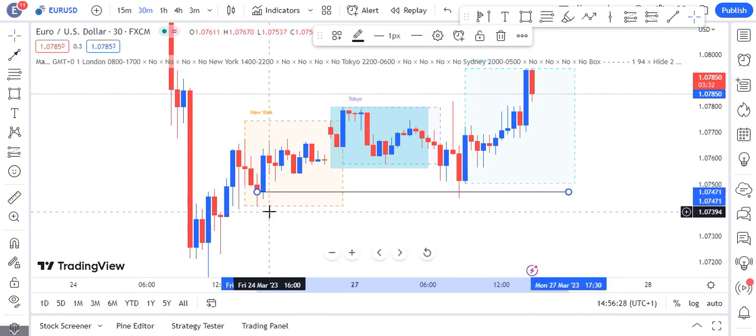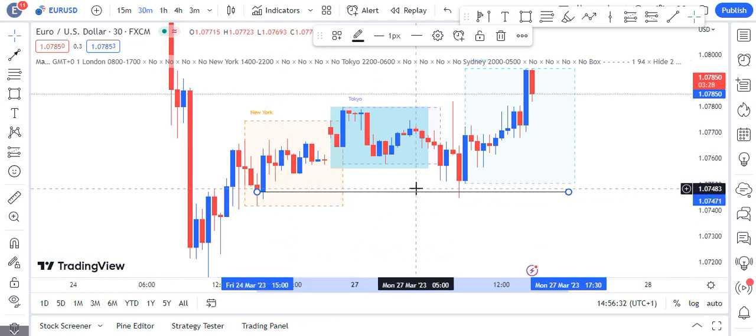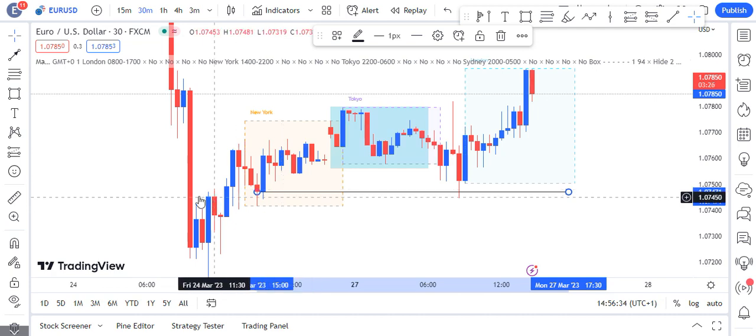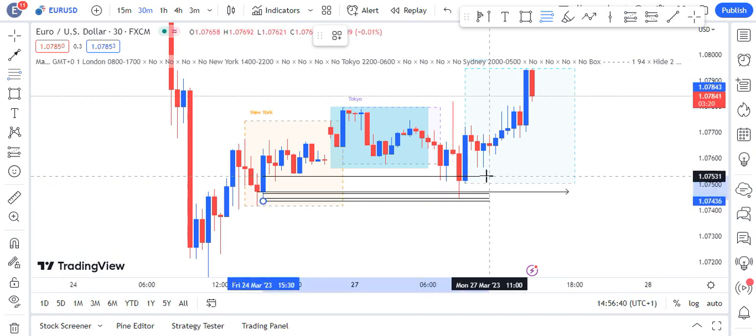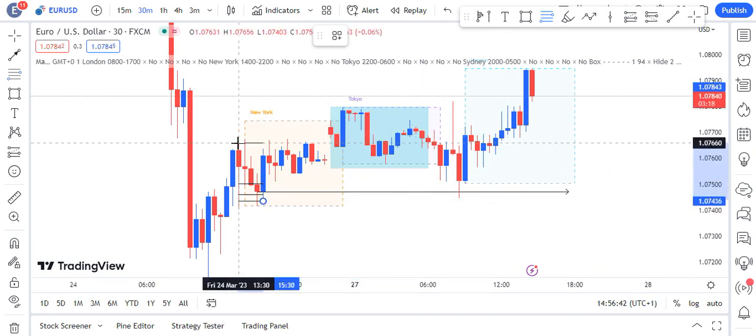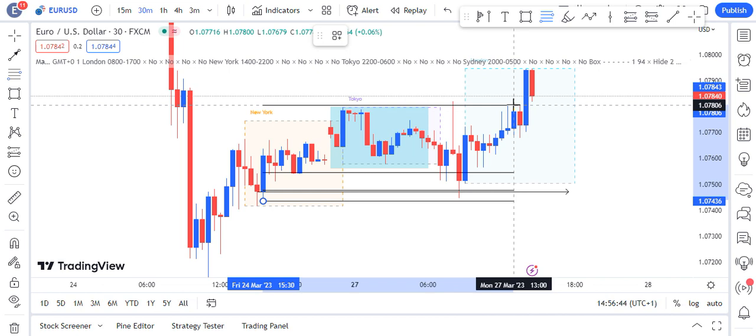Combining that also with premium and discount, since we know that we're looking for POIs in a discount area, if we're looking for buys, let's look for a discounted area right here. So price decided to raid these short-term highs at this point.